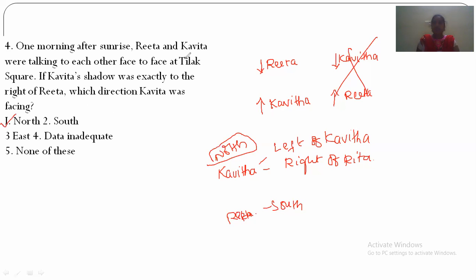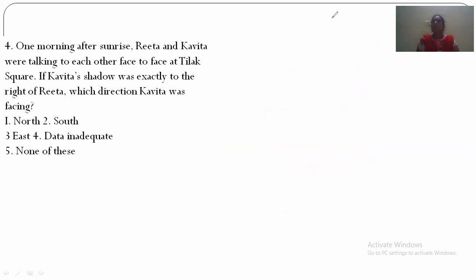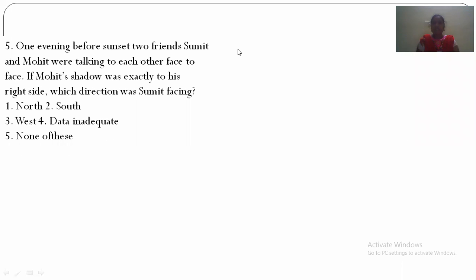So like this we have to answer. Suppose they have asked you in which direction Rita is facing? South direction. So that is the way to answer. So see, similar kinds of problems here. Again, one more problem that I have produced here.